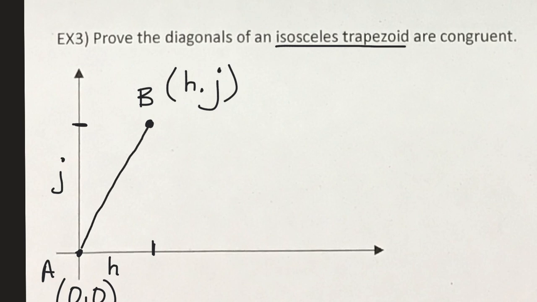Now think about an isosceles trapezoid. We have to go parallel. How far do you want to go parallel to get to point C, right? That's our next question, is how far is it from B to C? And just to stay with this letter grouping, let's use K. So what are the coordinates of point C?